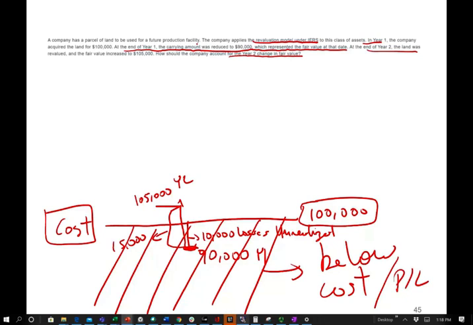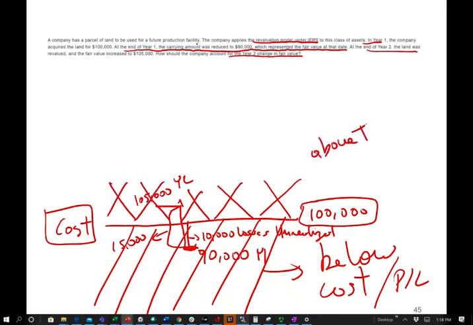Anytime you are adjusting the fair value in this area, what's special about this area? This is above the cost. Any changes go on the balance sheet, into equity, specifically comprehensive income. So let's take a look at the answers.